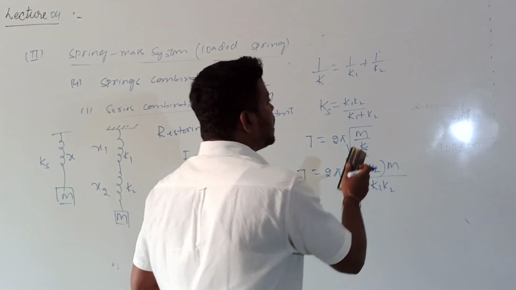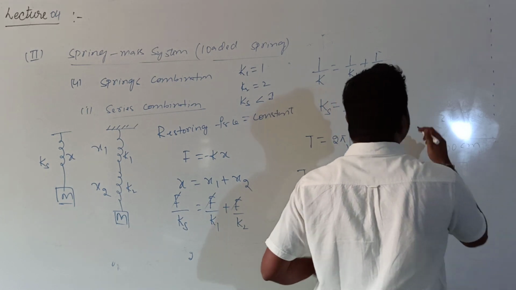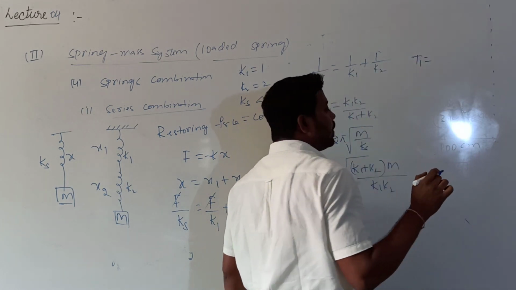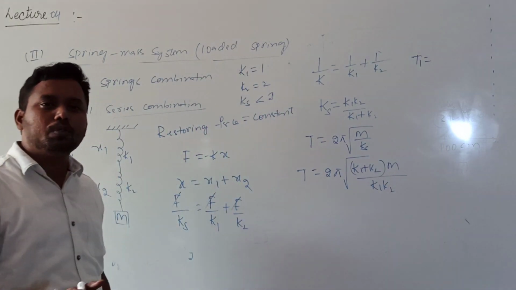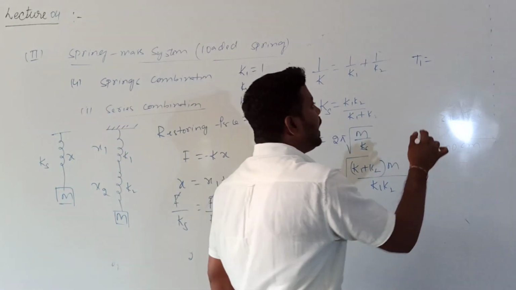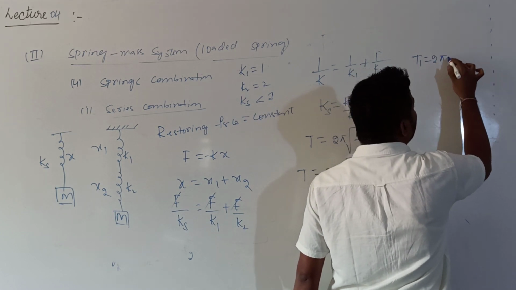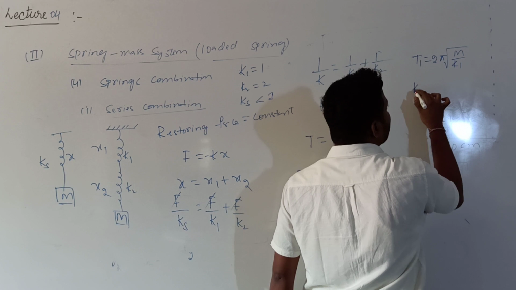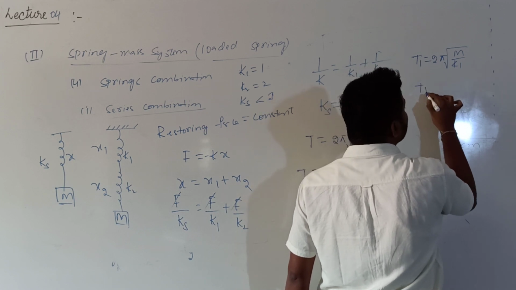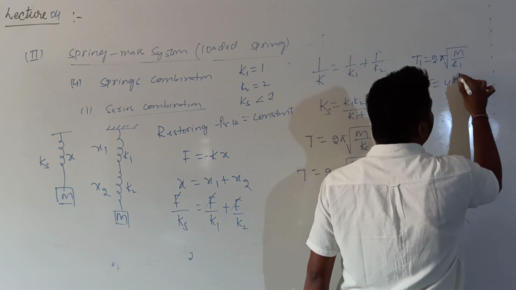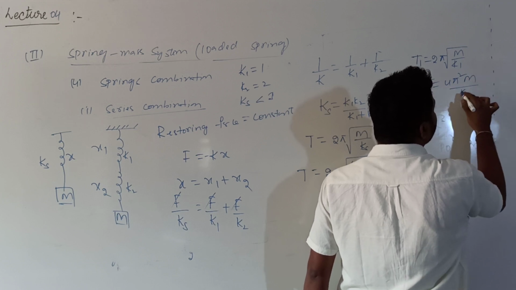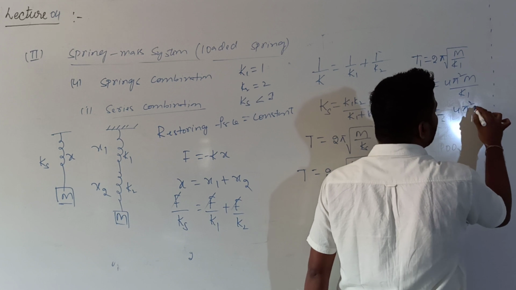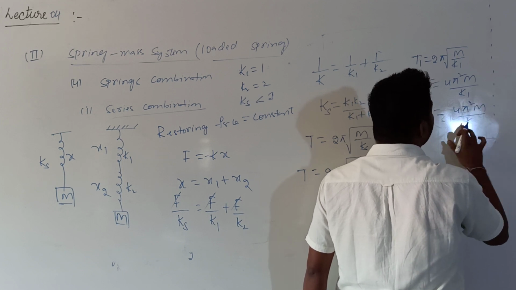Even in this series combination, if the same block is connected to the two springs separately, for the first spring the time period is given by 2 pi into root over M divided by K1. Or otherwise T1 square is equal to 4 pi square into M divided by K1. So K1 can be written as 4 pi square into M divided by T1 square.